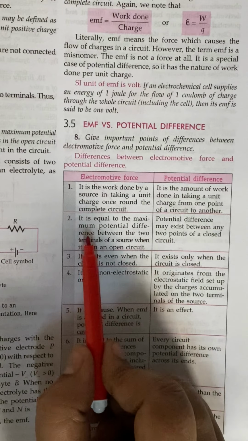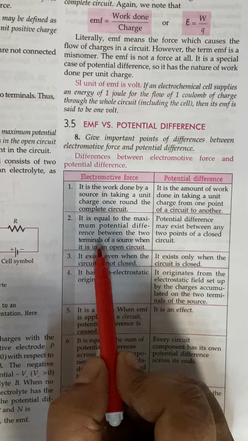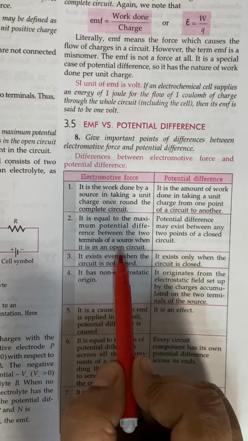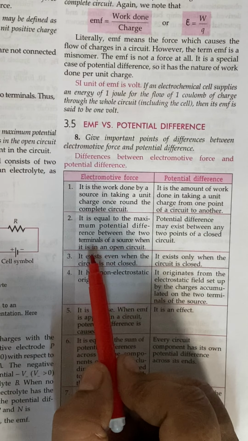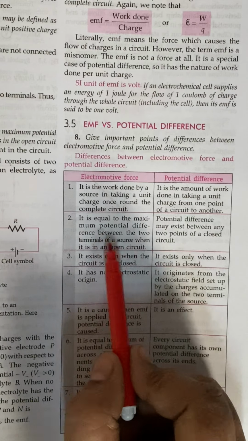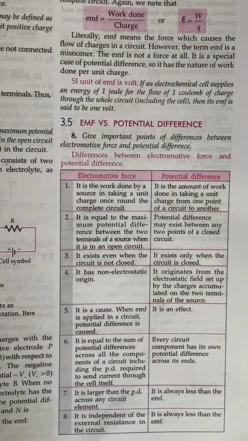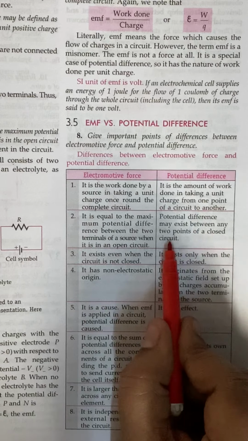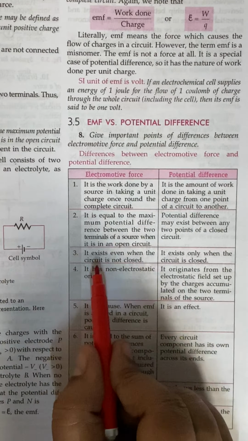Second point, EMF is equal to the maximum potential difference between the 2 terminals of a source when it is open circuit. And this we have clearly said that when the circuit is open or the current is not flowing through the circuit, then the EMF is equal to the maximum potential difference between the 2 electrodes of the cell. And potential difference exists between any 2 points of the closed circuit. This is the second point.